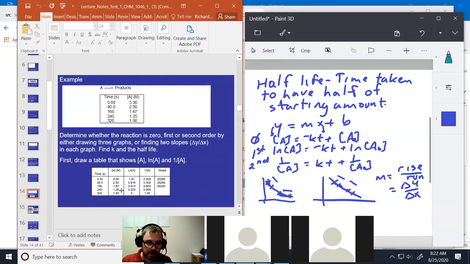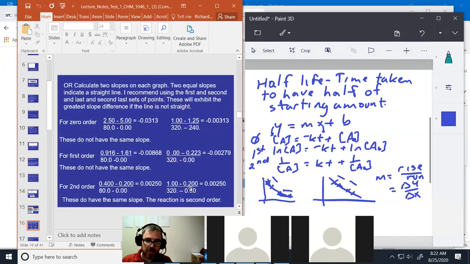You can see that the last 2 points are these: 1.25 minus 1.00 over 240 minus 320. And that's how I'm getting that other slope. Now I know on the video, it doesn't really matter what 2 points you choose. And on the video, I think I chose different sets of points to what I'm going to show you here.